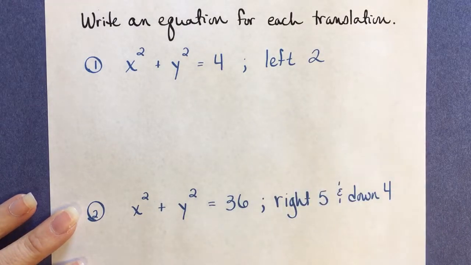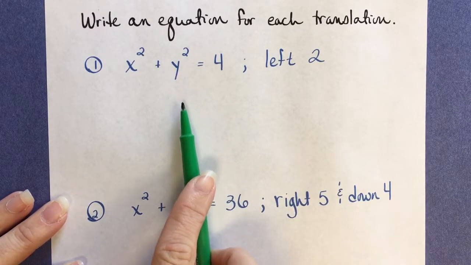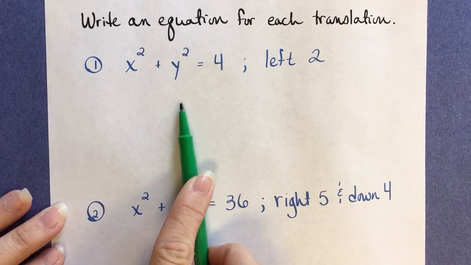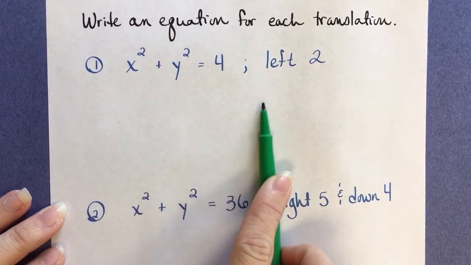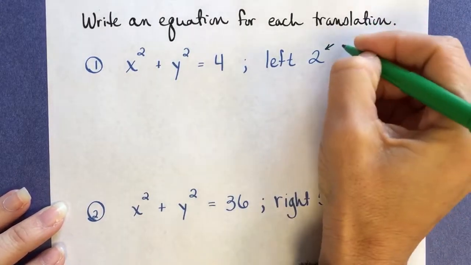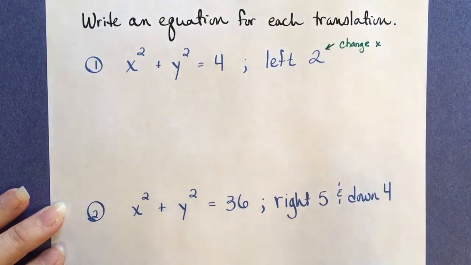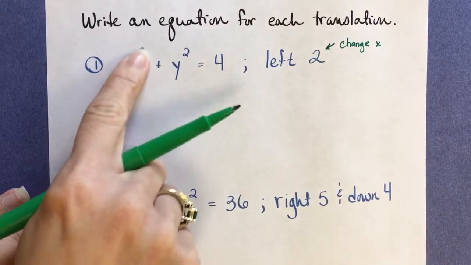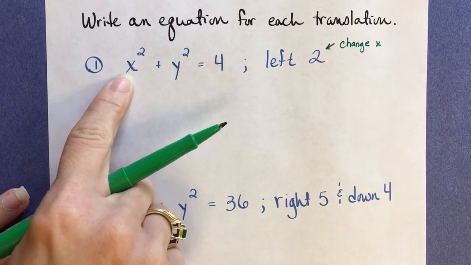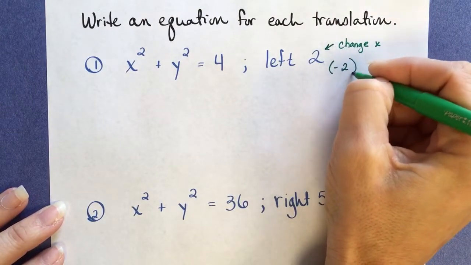okay? So if you're going to shift this to the left, anytime that you take a point that's on a circle and you move it to the left or you move it to the right, then that's going to change your x coordinate. So moving left and right changes your x coordinate. Since it changes x, that's going to affect what we write right here where the x is. Now going to the left, you think of that as being a -2.